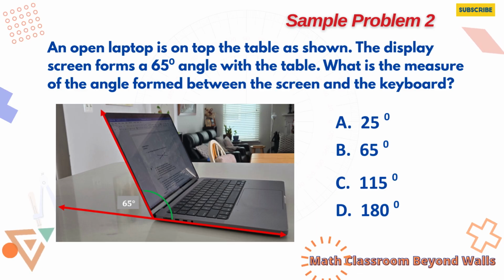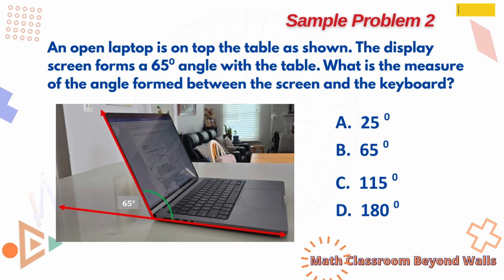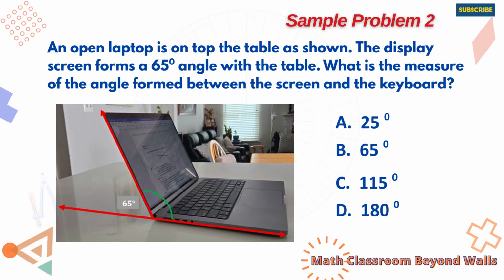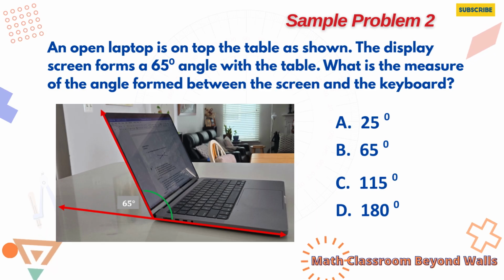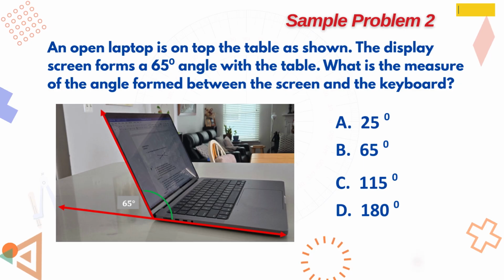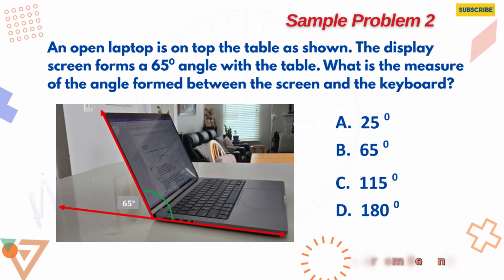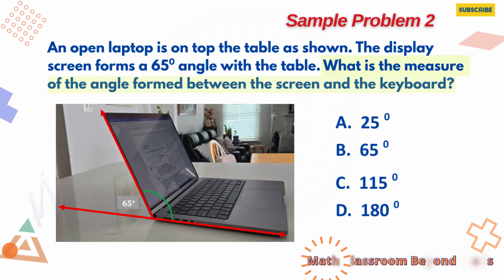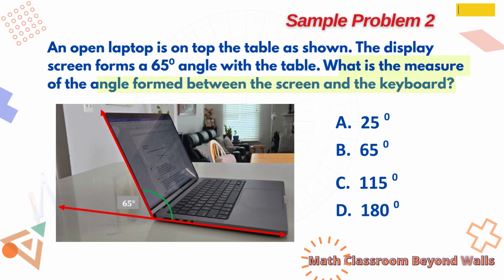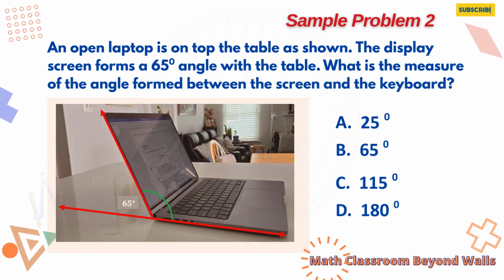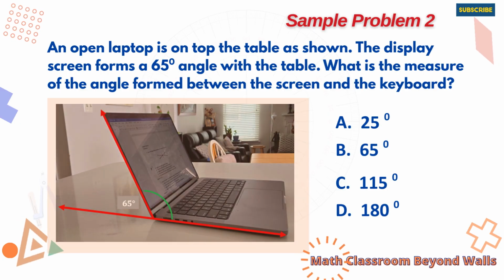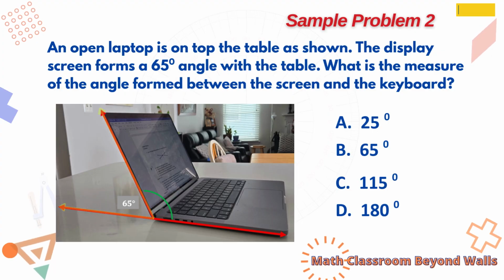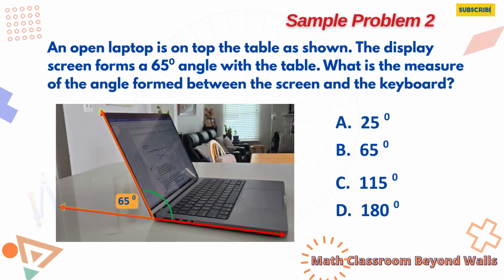As usual, we begin by reading the whole problem and may read it several times when needed to know what we're looking for, to determine what are given, and to figure out how the given information helps find what we're looking for. Okay, what is asked in the problem, learners? Here, we're asked to find the measure of the angle formed between the screen and the keyboard. What are given? We're given a photograph of an open laptop on top of the table and the measure of the angle formed between the laptop screen and the top of the table, which is 65 degrees.